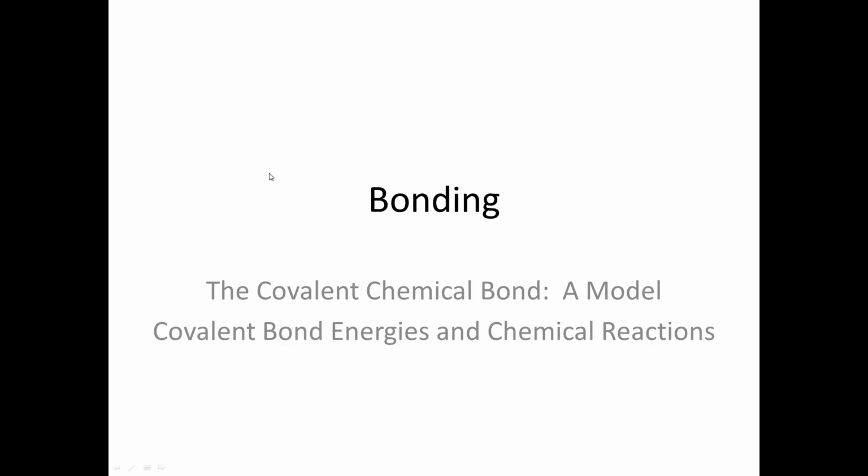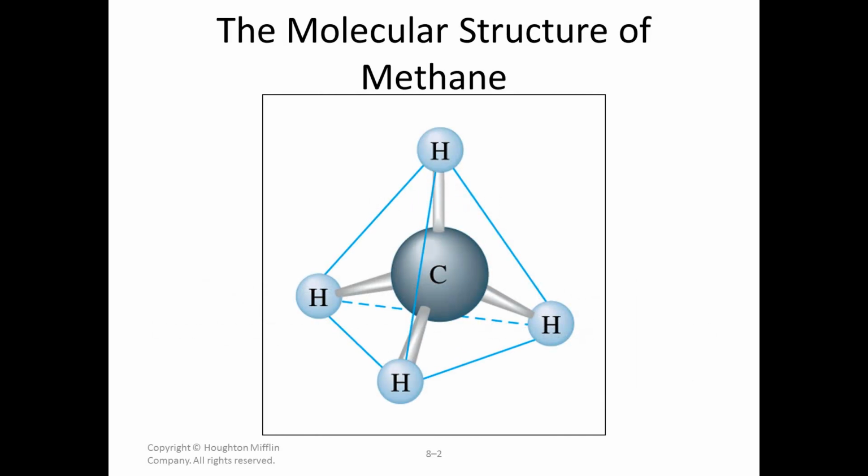Here we'll look at the covalent chemical bond as a first type of bonding model that we'll examine, and we'll look at covalent bond energies and chemical reactions. Now keep in mind that a chemical bond is a force causing groups of atoms to behave as a unit, and this occurs because there's some stability in the group compared to the individual atoms.